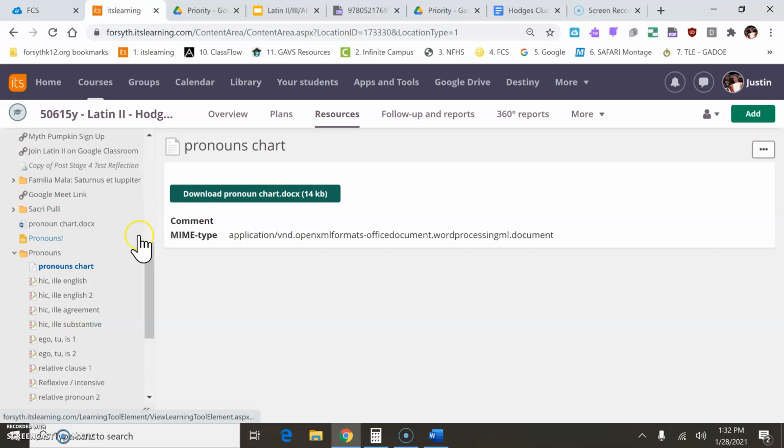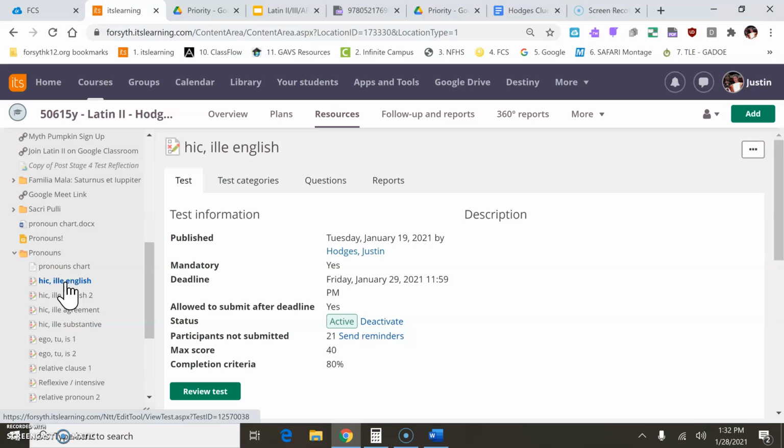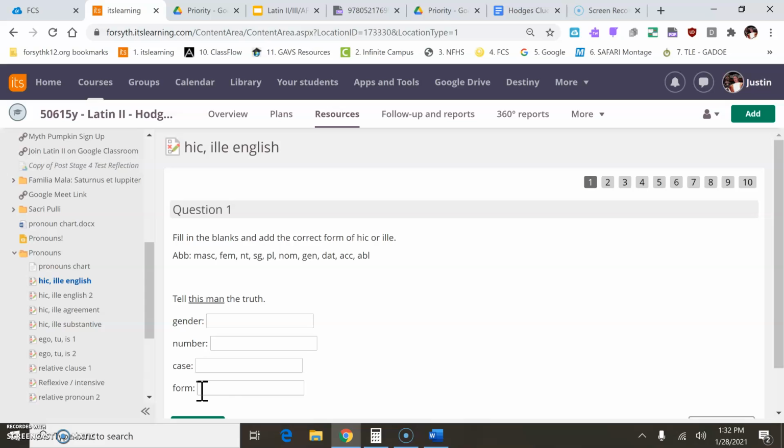All right, so I'm just going to open this pronoun quiz up, and we're going to start at the beginning, which is hic and ille. So you're just basically going to be telling me the difference between this and that. So you're going to read this sentence. We have: tell this man the truth. You're going to figure out what gender this is. This man, what gender do y'all think that is? Masculine. There's male. So you're going to put in your answers following these abbreviations up here. So masculine is masc, feminine is fem, and neuter is nt.